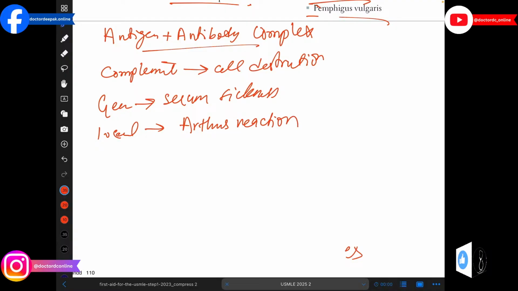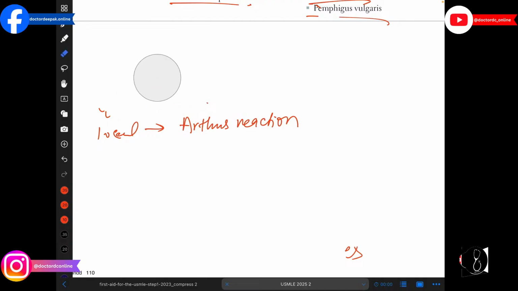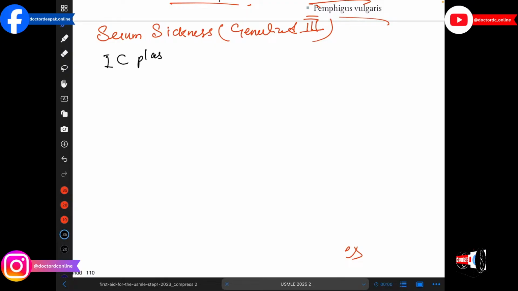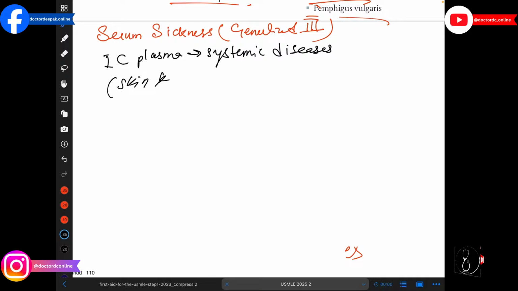When we talk about the generalized type 3, the serum sickness, there will be immune complexes in the plasma, and they will cause systemic disease. It is usually due to IgG or IgM that activate complement and deposit in various tissues like skin, kidneys, and joints.